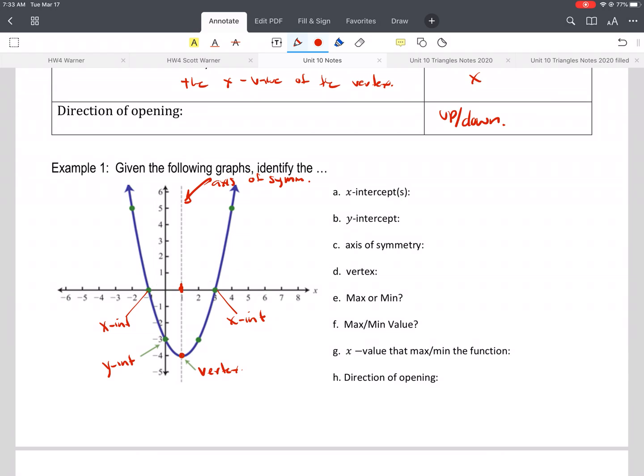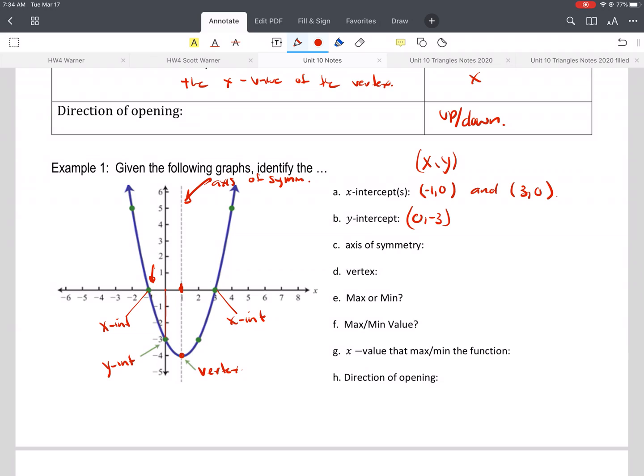So given the following graph, identify the x-intercept. Here there'd be 2 of them because it crosses the x-axis twice. One would be right here, -1, 0, and 3, 0. The y-intercept here would be 0, -3. Just a reminder, it's always x, y when you're doing your ordered pairs. So x would be 0 and then we go down to -3.